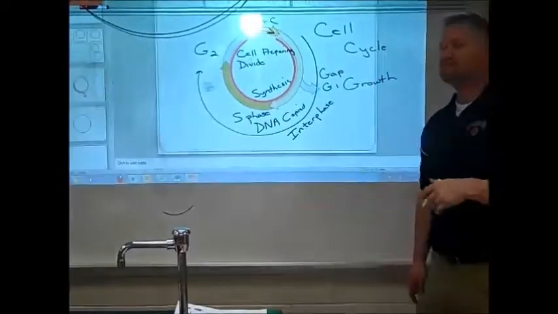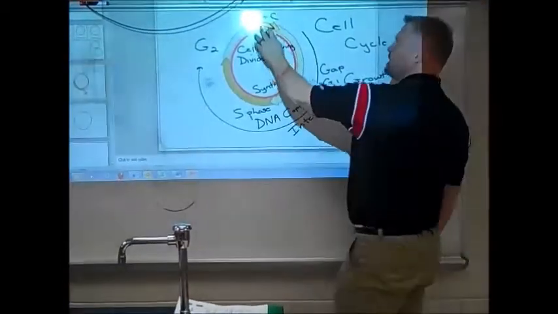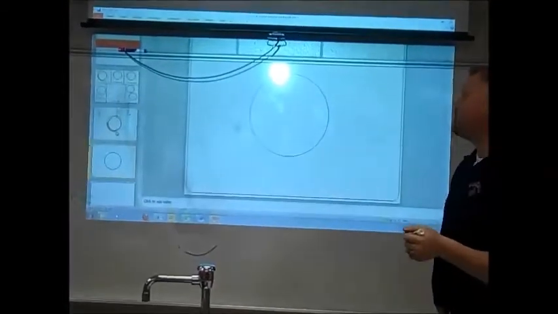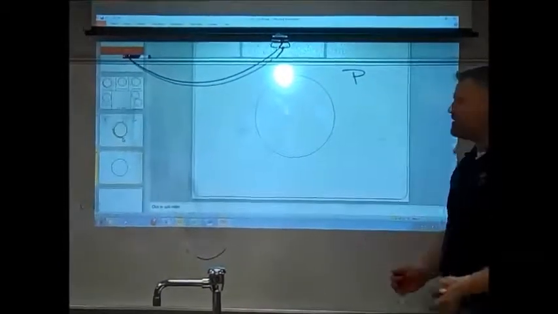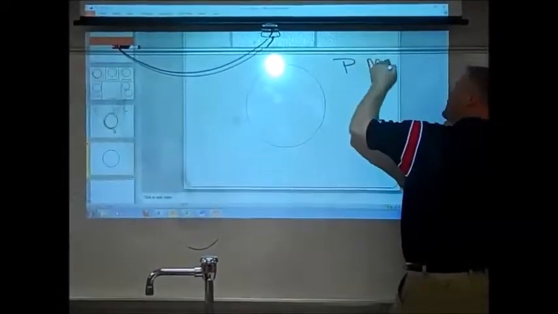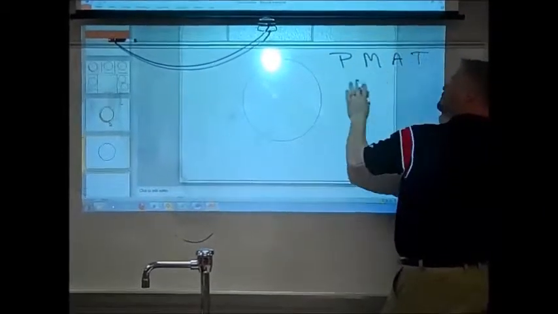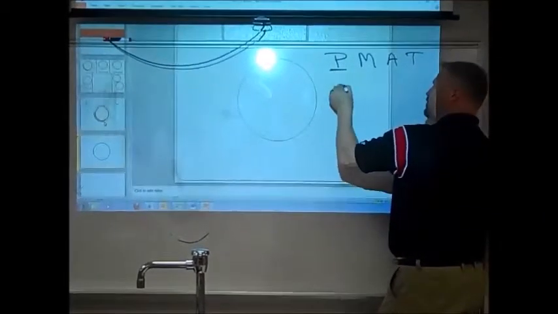Okay, now what we're going to do is move on and focus solely on mitosis. So for our first phase of mitosis, if you're thinking about mitosis in general and you want to try to remember this, try to use the acronym PMAT. And so the first letter, P, is going to be prophase.